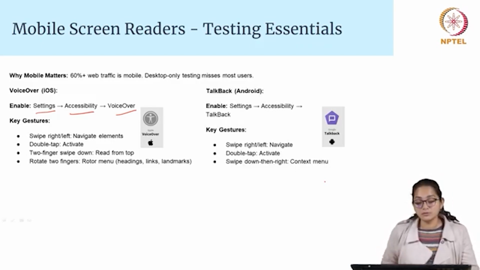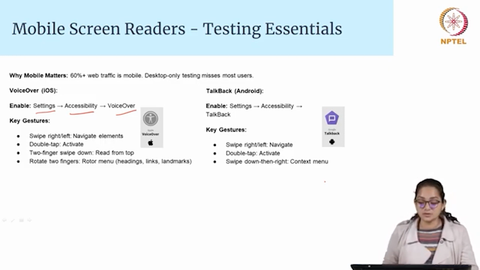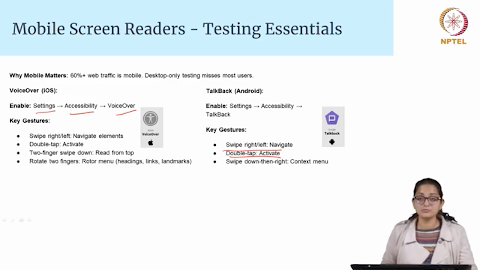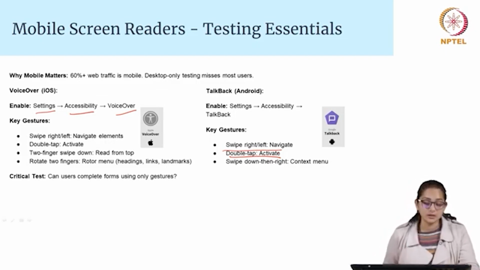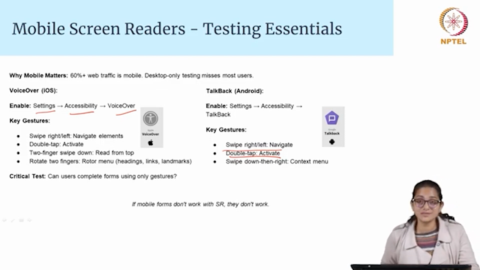Similarly, if we talk about TalkBack on Android, you can enable it through settings, accessibility, and TalkBack. You can just turn on TalkBack. Same swipe right and left for navigation. Same double tap to activate. Swipe down right for context menu. Some of the gestures are similar. One of the again important and critical tests for a mobile interface is: can users complete forms using only gestures? If websites don't work with screen readers on mobile phones, they don't work at all. So make sure that you test that.